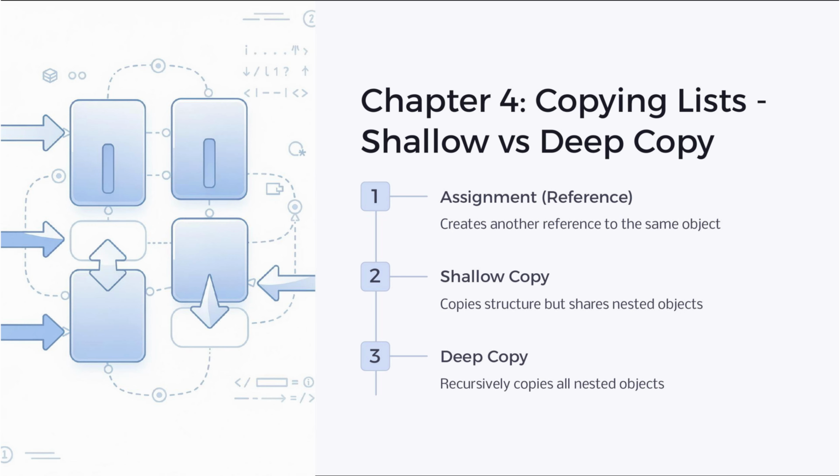Understanding list copying is essential. Assignment creates a reference, not a copy. Shallow copy duplicates the structure but shares nested objects, leading to potential side effects. Deep copy, however, recursively copies all nested objects, ensuring complete independence. This distinction is crucial for managing data integrity and avoiding unintended mutations in complex data structures.